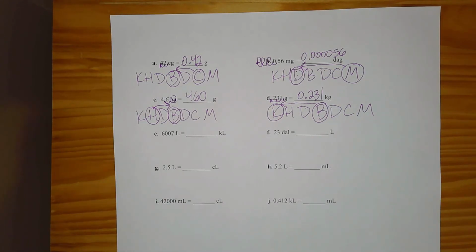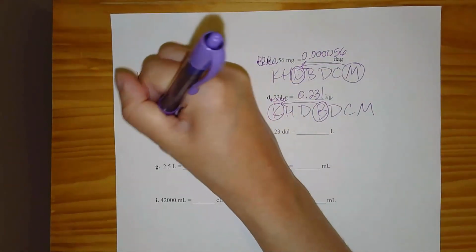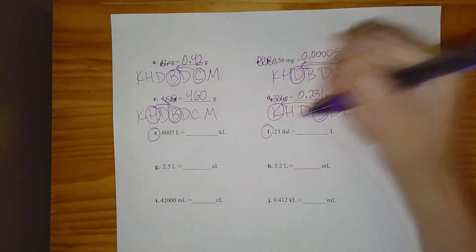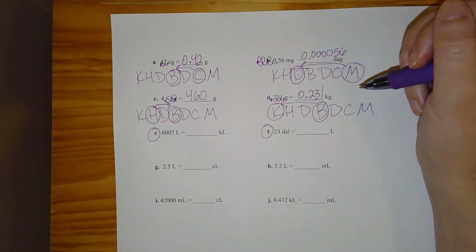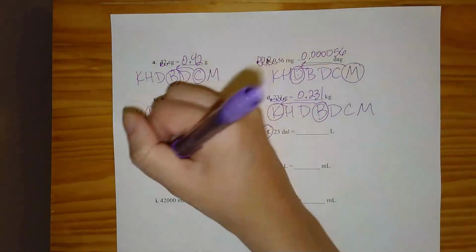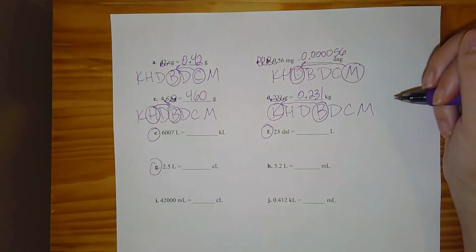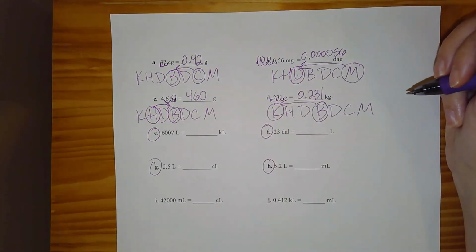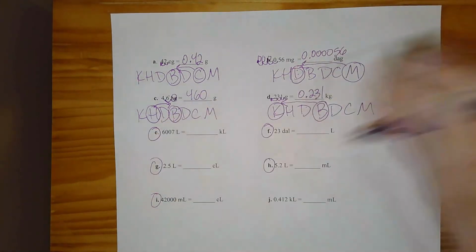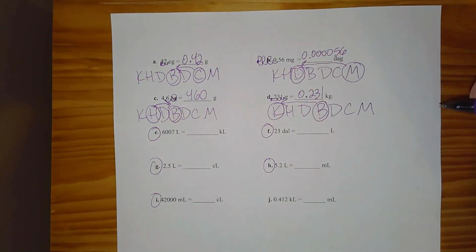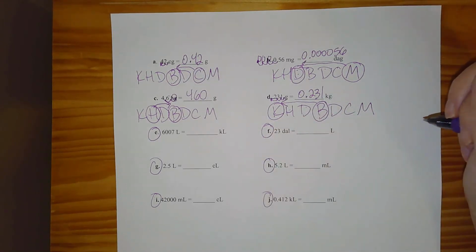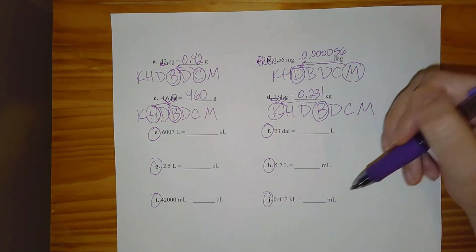Now that you've seen me do them a lot of times, there are 6 of them for you to try here. I'm going to let you guys have a moment to try it on your own. In part E, you get to go from 6,007 liters to kiloliters. F, you get to go from 23 decaliters to liters. In G, you're going 2.5 liters to centiliters. In H, you're going from 5.2 liters to milliliters. I is going 42,000 milliliters to centiliters. And J, you're doing 0.412 kiloliters to milliliters.